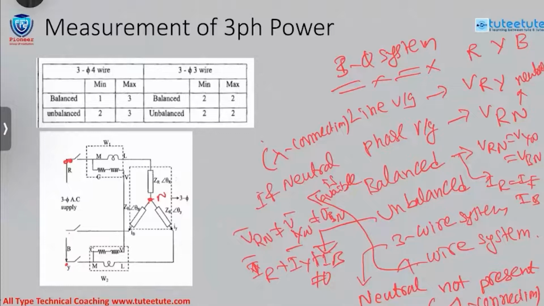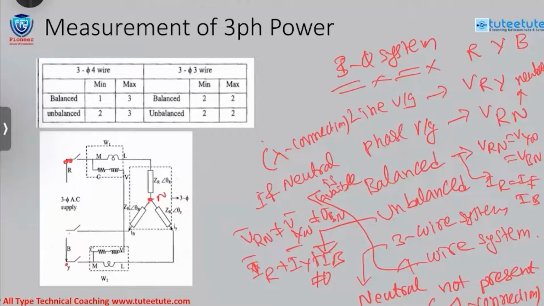Any doubt? Okay, I think now it's clear. We now have some basic idea of a three-phase system. We are going to study it in detail in the network subject. For the time being, just remember what is meant by line voltage, phase voltage, balanced system, unbalanced system, three-wire system, and four-wire system. These are the different terminologies in a three-phase system.